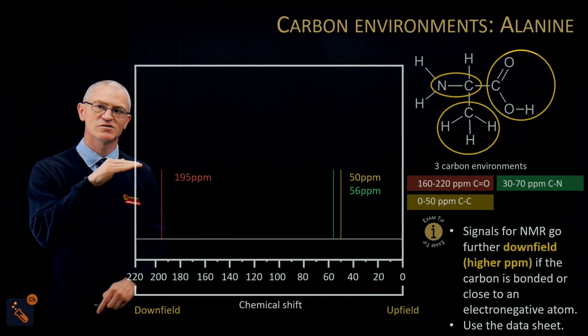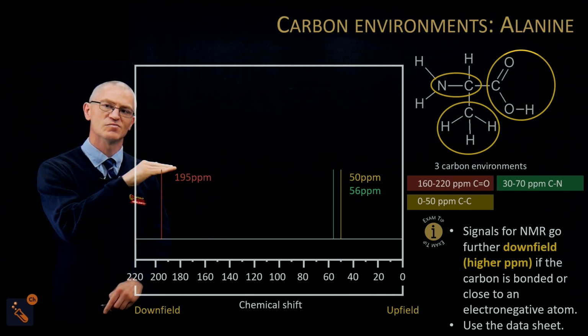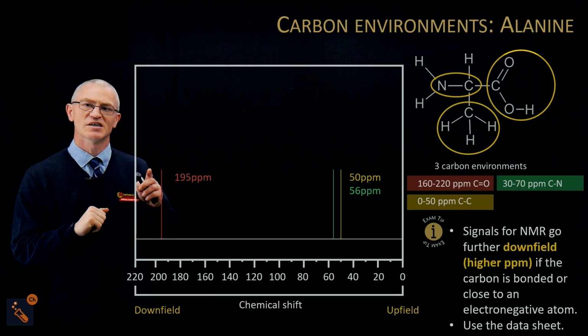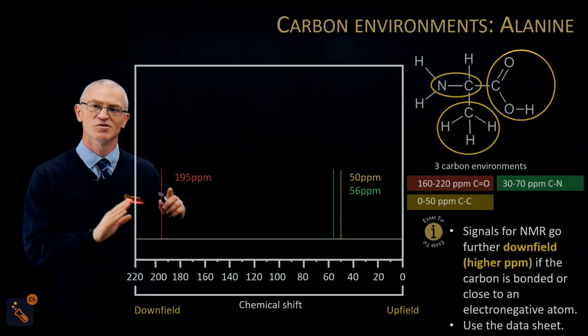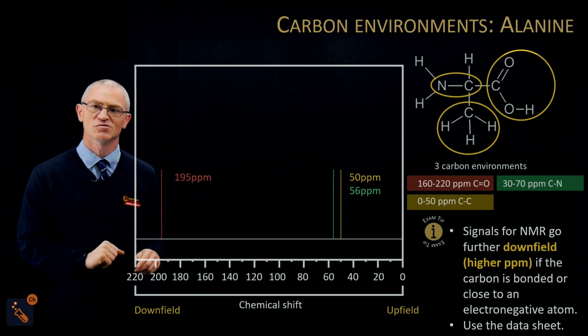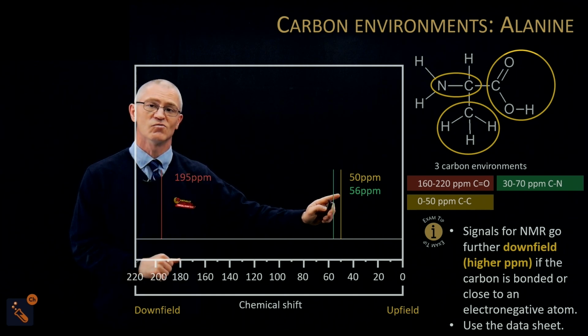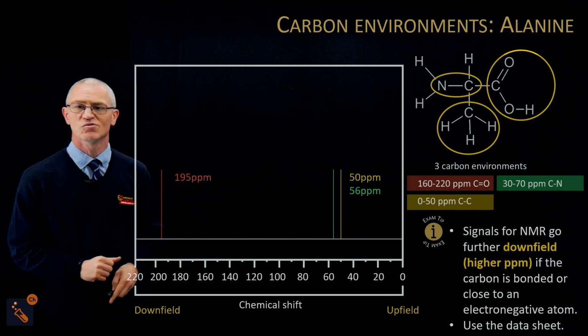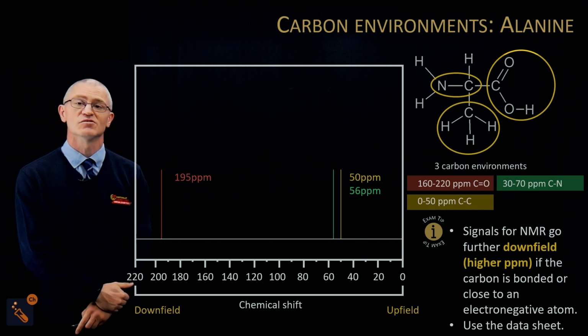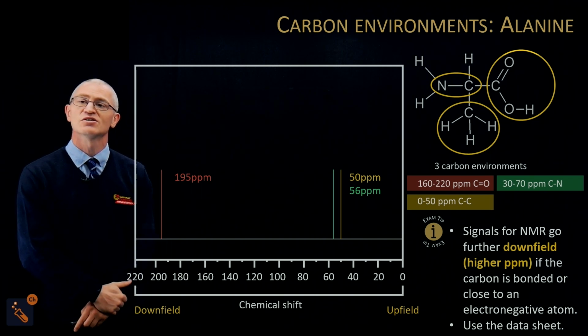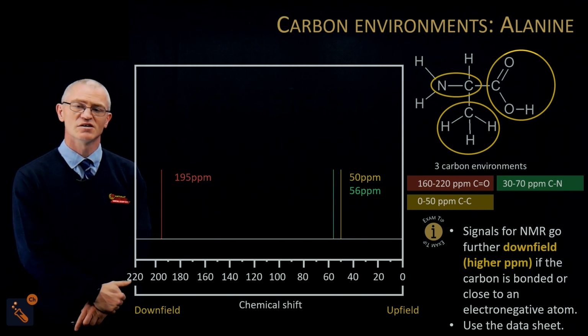Now, the last thing I want to mention is the fact that, look at them, they're all the same height. That means they have the same number of carbon nuclei for each one. In this case, it's only 1 each, so 1 carbon nucleus and 1 and 1. We'll go through further examples that show you what happens when the height of this changes. But for now, this is your carbon NMR of alanine.